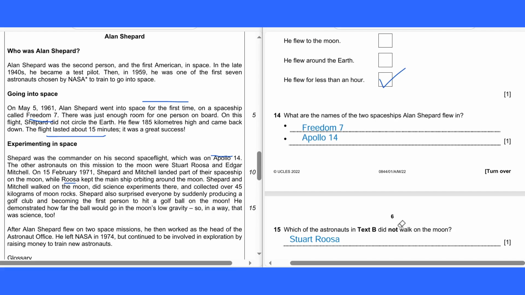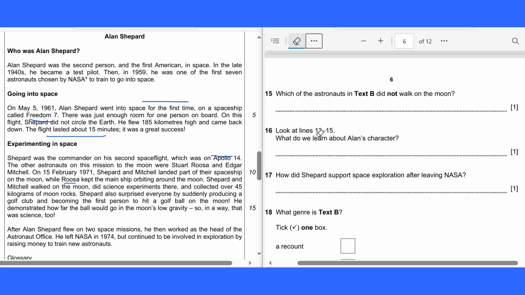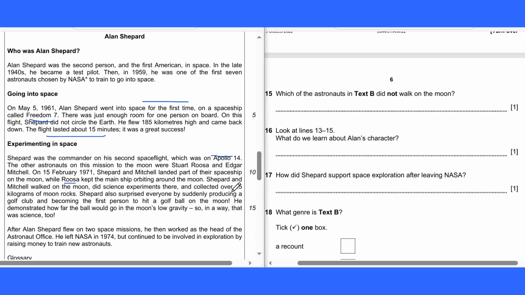Next, question 16. So look at line 13 till 15. This 13, 14, 15. What do we learn about Alan's character? 10 seconds from now.